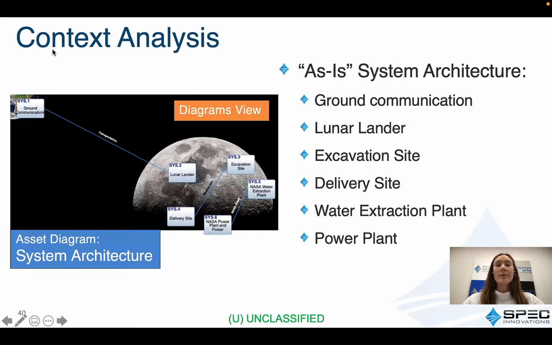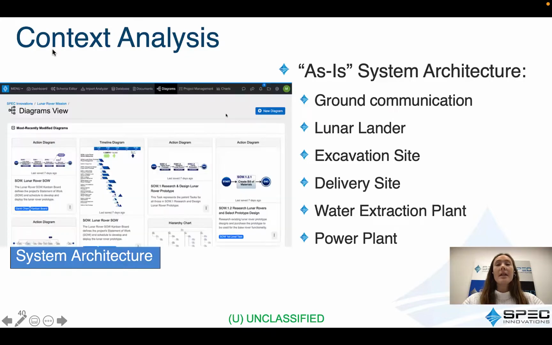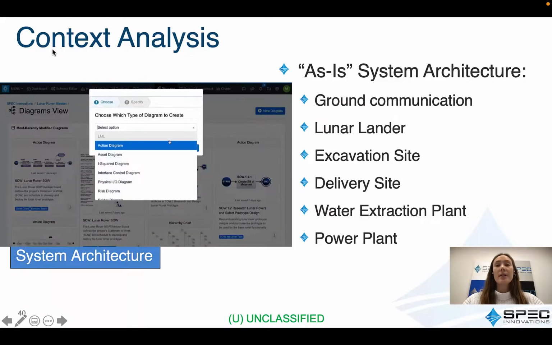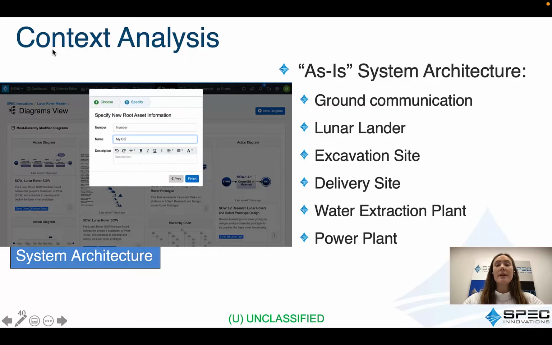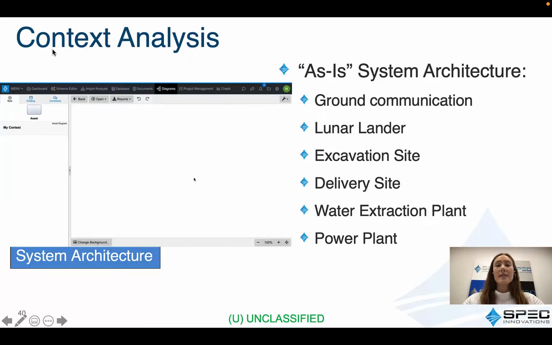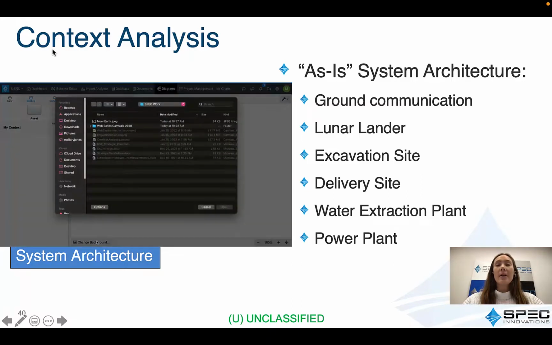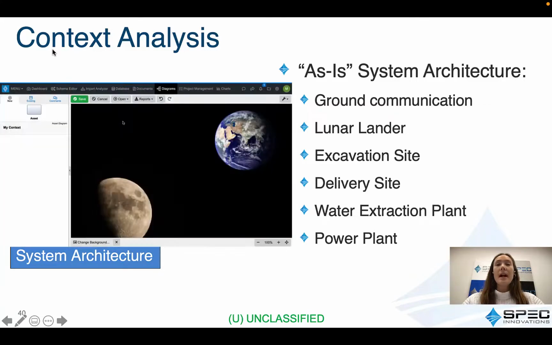A water extraction plant and power plant have also been provided by NASA to convert the excavated regolith into water and provide power for the rover. In Innoslate, the external system architecture was produced by going to Diagrams View, selecting the asset diagram, then setting a background image of the Moon. Asset entities were dragged to their designated locations to represent each external system.